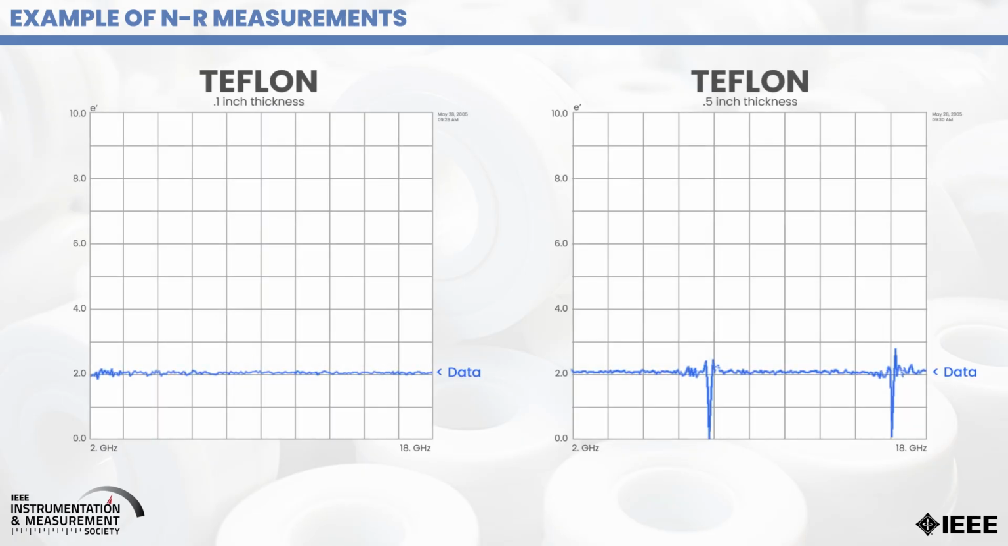This shows the problem where S11 approaches zero during the measurement. On the left-hand side is a measurement that gives us the approximate values we would expect for a measurement on Teflon. On the right-hand side, we see two glitches at different frequencies. This is caused when the reflection off the back of the sample cancels out the reflection off the front of the sample, and the system becomes unstable.